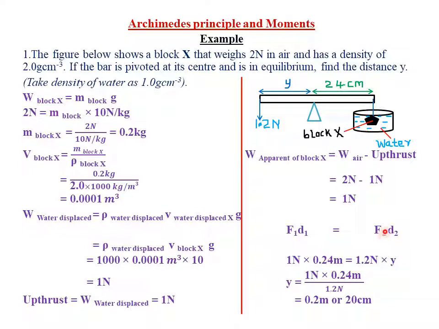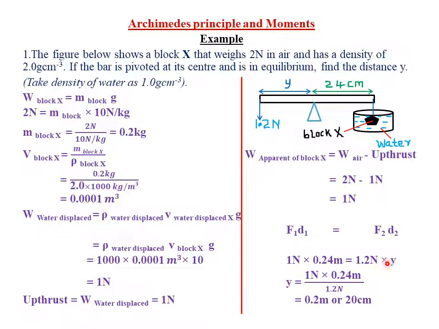Then anti-clockwise moments are the forces that cause the bar to rotate in the anti-clockwise direction, or in a direction opposite to that of a clock, relative to the pivot. For example, the 1.2 Newton force will cause the bar to rotate in this direction, which is the anti-clockwise direction. Therefore, 1.2 Newton would contribute to anti-clockwise moments. So F2 will be 1.2 Newton multiplied by the perpendicular distance of F2 from the pivot, which is y. So 1.2 multiplied by y.